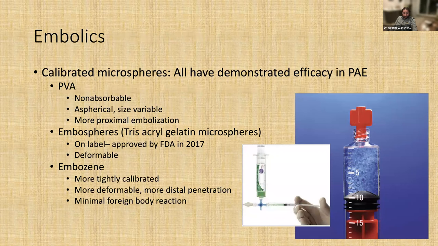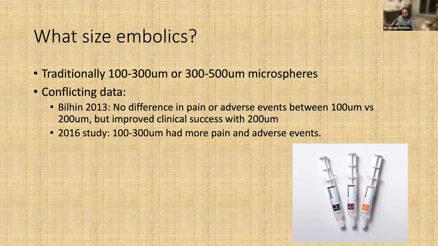So these are some examples of embolics. We have various embolics out there, and you probably had other embolization lectures that went over this. I use Embospheres or Trisacryl gelatin microspheres. We'll go over some of the different sizes. Traditionally, you either use 100 to 300 micron microspheres or 300 to 500 micron microspheres.